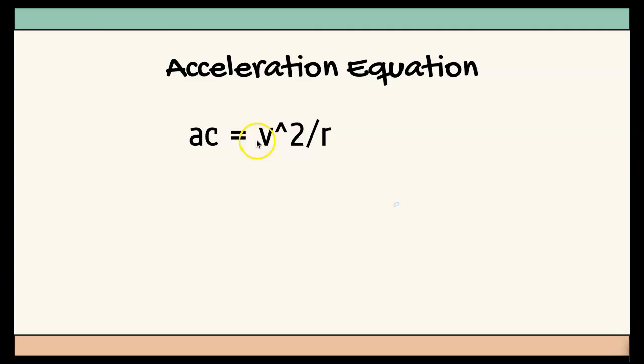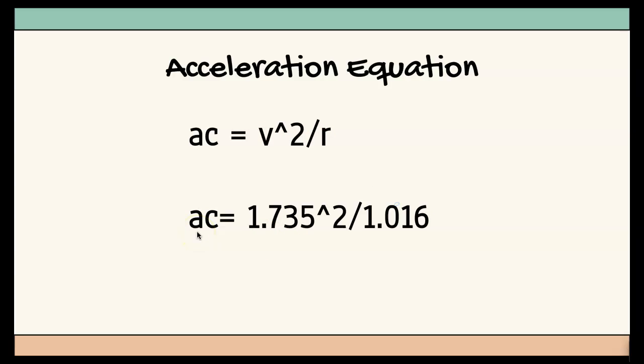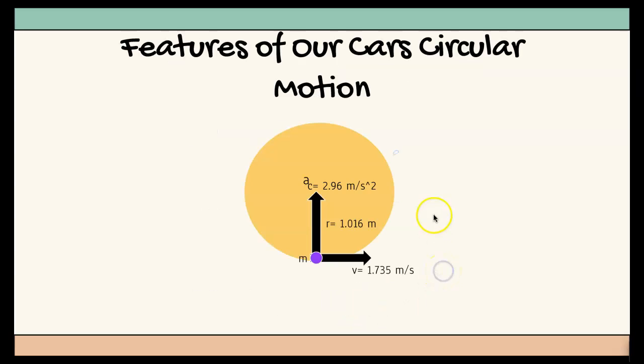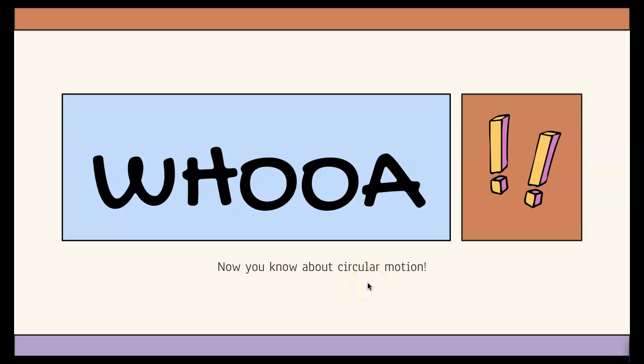The acceleration equation is velocity squared divided by the radius. The acceleration would then be 1.735 meters per second, squared, divided by 1.016 meters. This would give us an acceleration of 2.963 meters per second squared. So our completed features of motion for our toy car would look like so, with our acceleration being 2.96 meters per second squared. Woo! Now you know about circular motion.